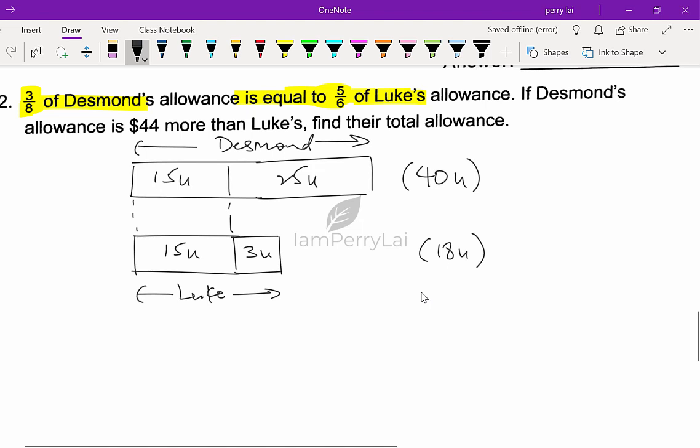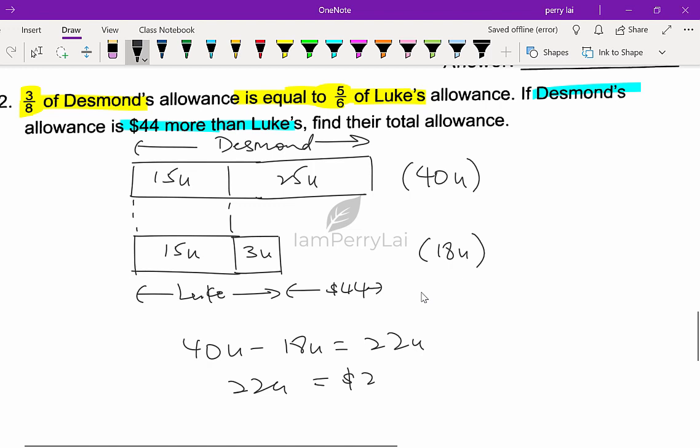So using this bar model, you can solve the question. Desmond's allowance is $44 more than Luke's. This $44 is exactly the difference in the number of units for Desmond and Luke. So the steps would be 40 units minus 18 units, that makes 22 units. And this 22 units is the $44. They want their total allowance. Total allowance would be this and this added up. And then you can find the answer from there, yeah?